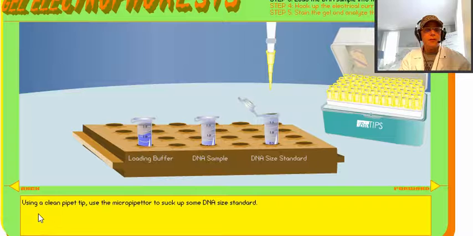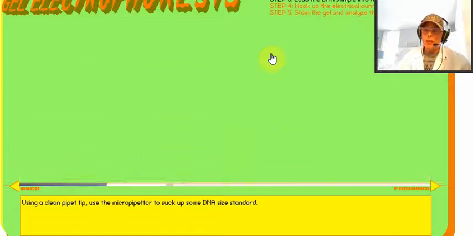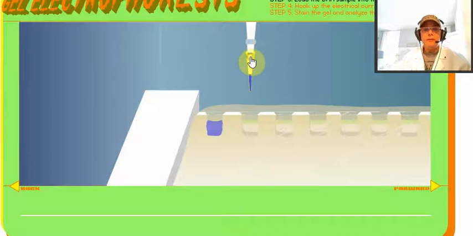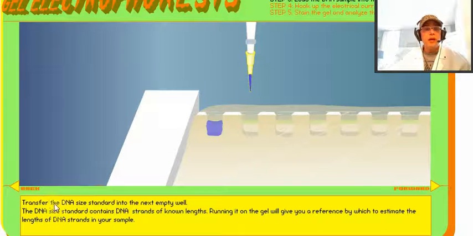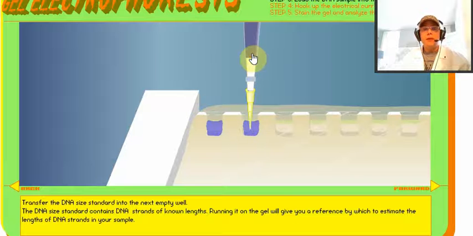All right. Next, using a clean pipette tip, use the pipetter to suck up some DNA size standard. We got to talk about that standard in a little bit. It's kind of like a control. Transfer the DNA size standard into the next empty well. The DNA size standard contains DNA strands of known lengths. Running it on the gel will give you a reference by which to estimate the lengths of the DNA strands in your sample. Again, we'll talk about that more in a little bit. Load that up.